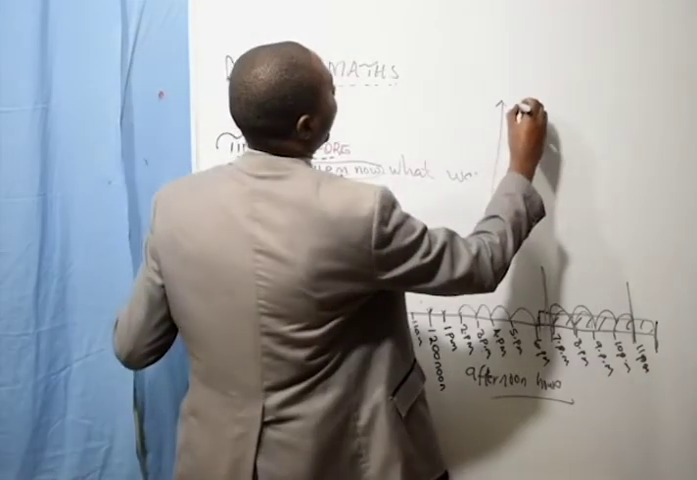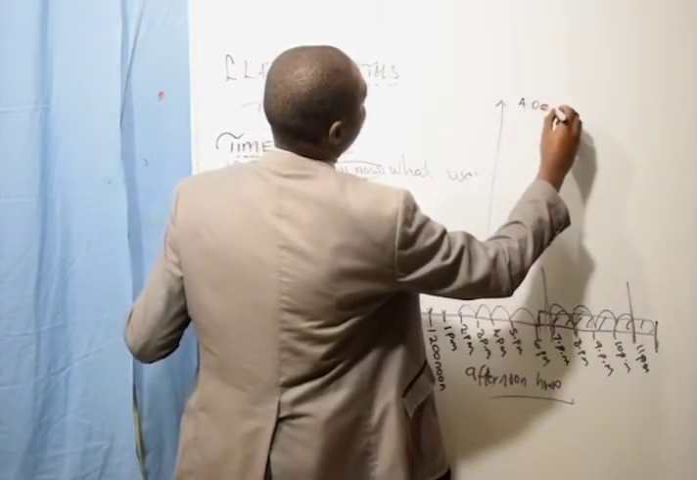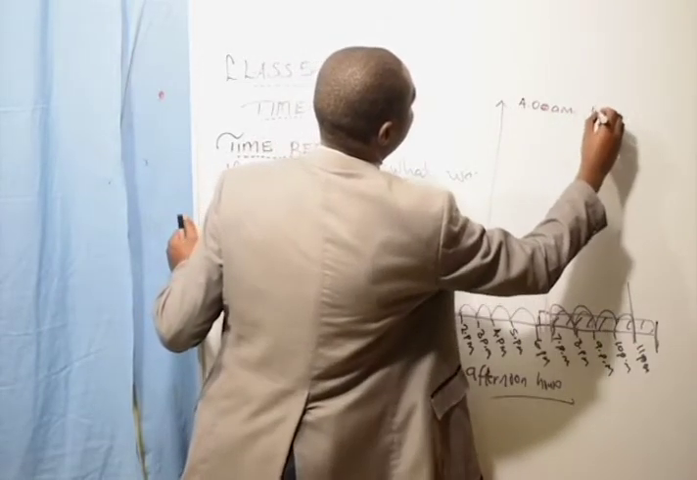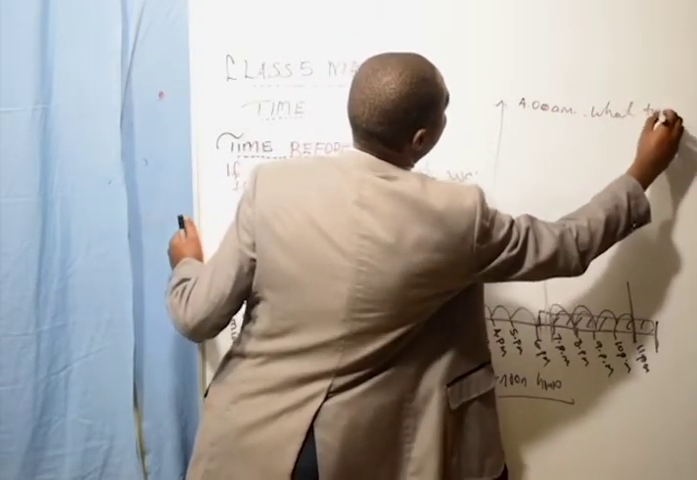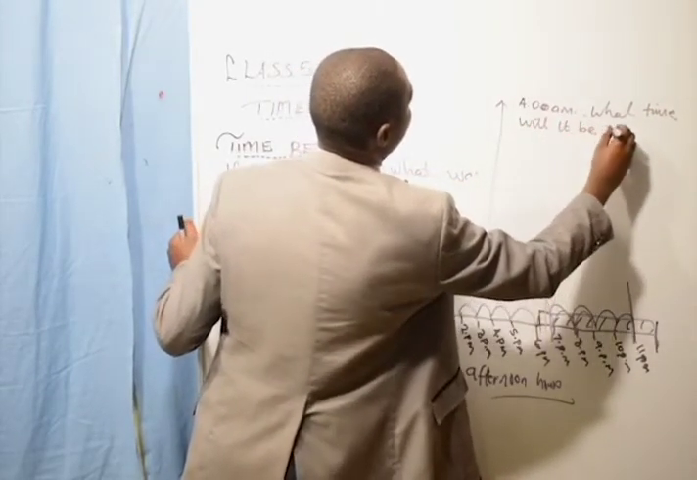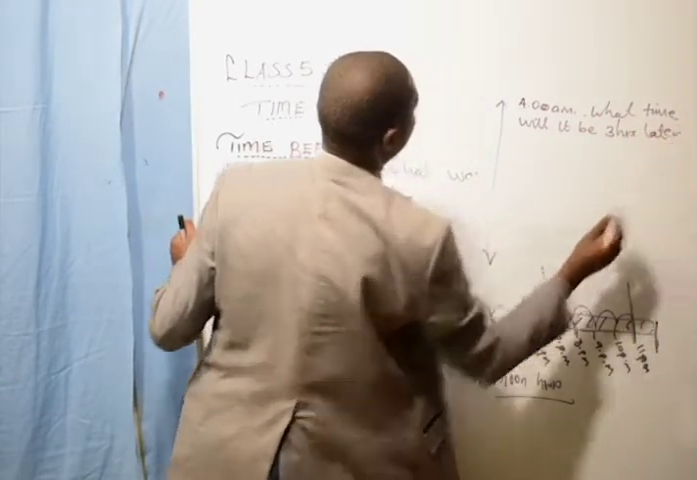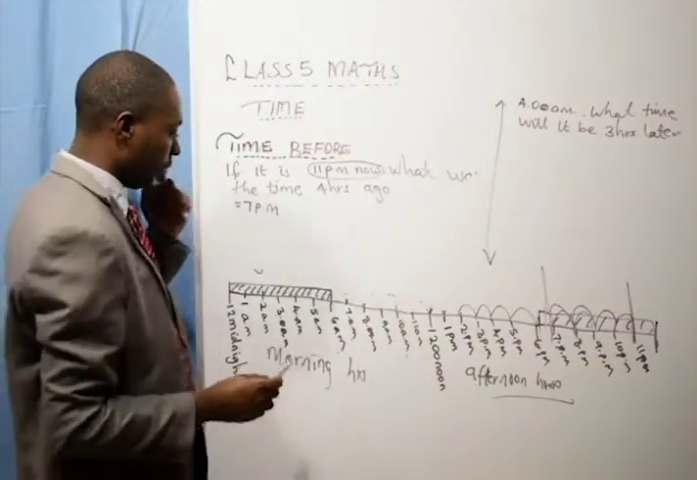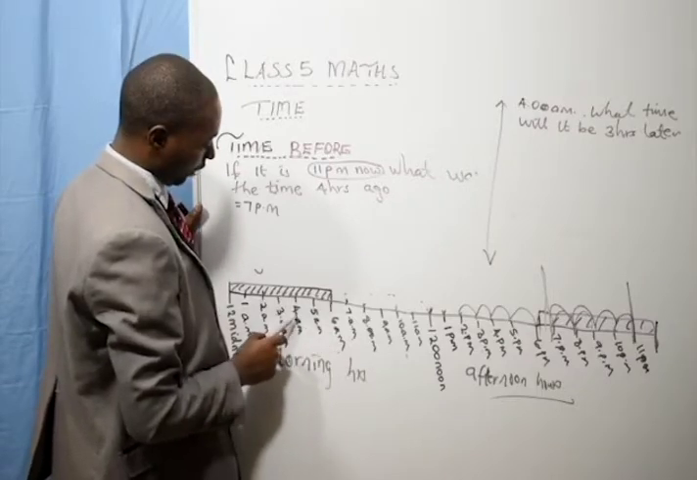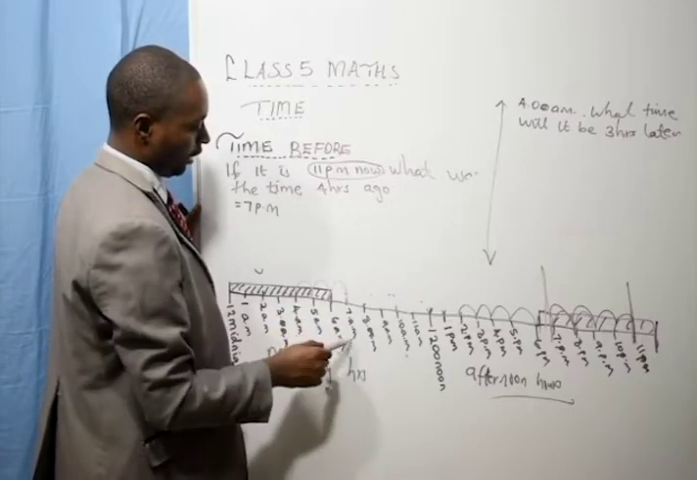For example, right now it is 4:00 a.m. What time will it be 3 hours later? This is time ahead. There is a short formula. We saw the short formula is the counting, where we say 4 a.m., 4, then we count how many hours? 1, 2, 3, then we get 7 a.m.